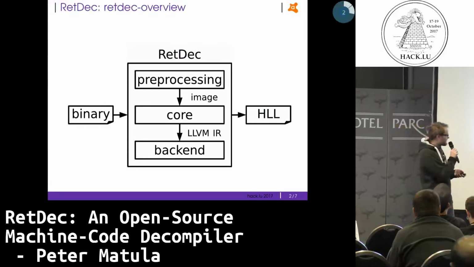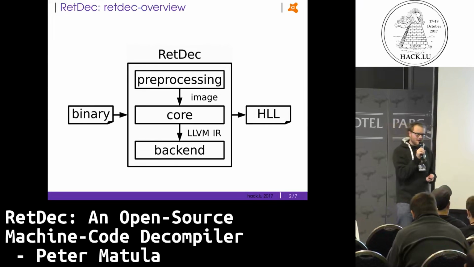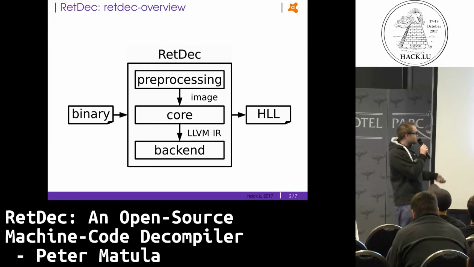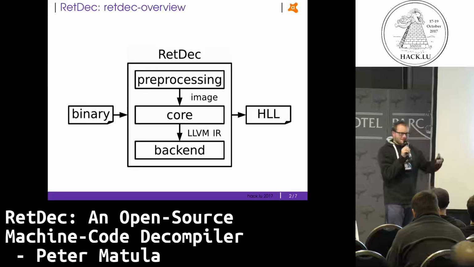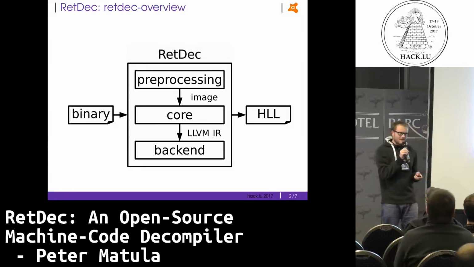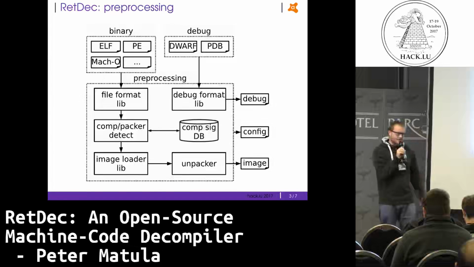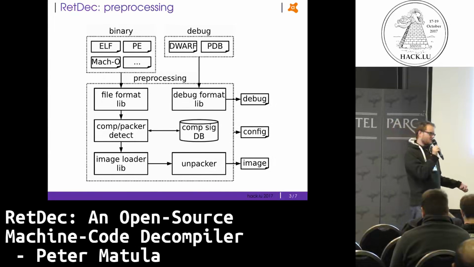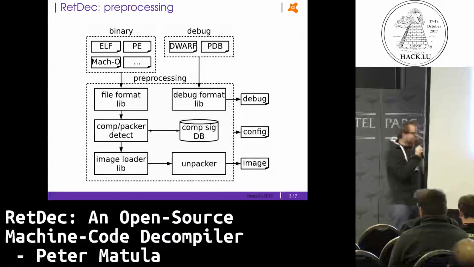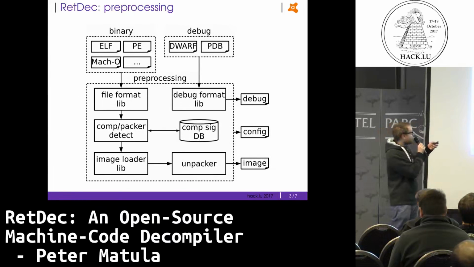The decompiler itself is based on the LLVM project, and it is using LLVM IR as an intermediate representation. Its structure is similar to typical compilers, with three parts. It takes a binary and produces some high-level language, in our case, C. I will go very fast over the structure so you have an idea what we do and what you can do if you try it. So on the input, we've got binaries.